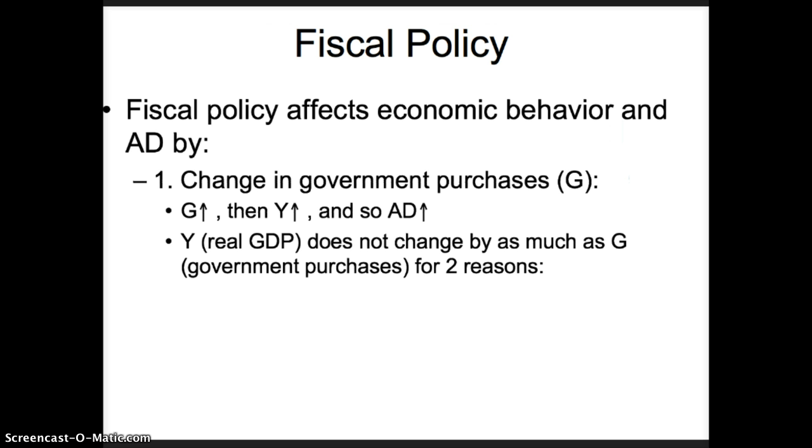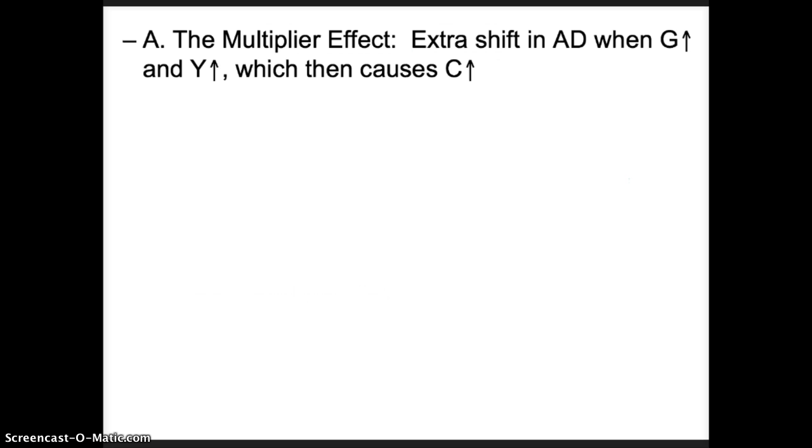However, real GDP does not change by as much as the change in government spending for two reasons: the multiplier effect and crowding out. The multiplier effect is the extra shift in aggregate demand when an increase in government spending causes GDP to increase, which then causes consumption to increase. This can be explained in a two-step process.